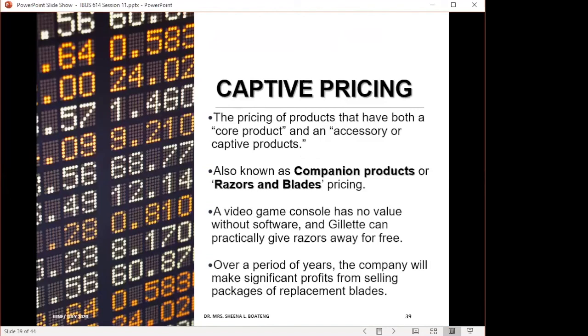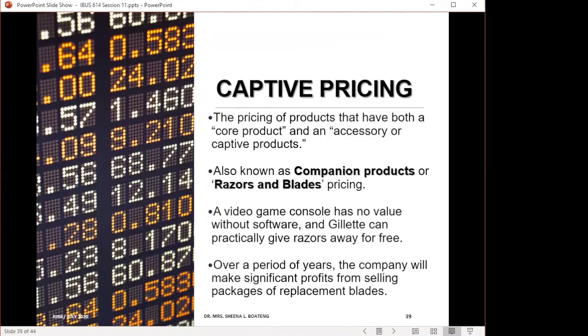Now, another interesting pricing technique that marketers have used for decades and are still using is the captive pricing technique. The captive pricing technique is where we have two types of products known as the core product and the accessory product, or the captive product.